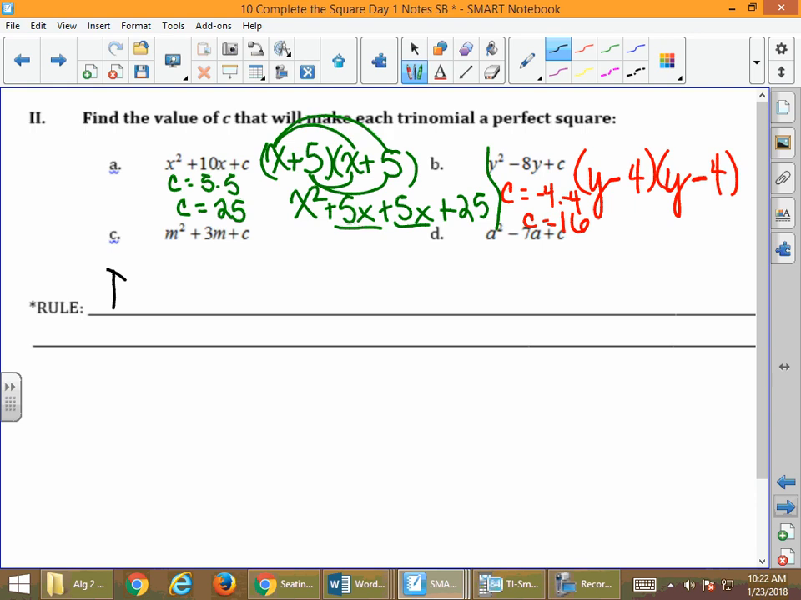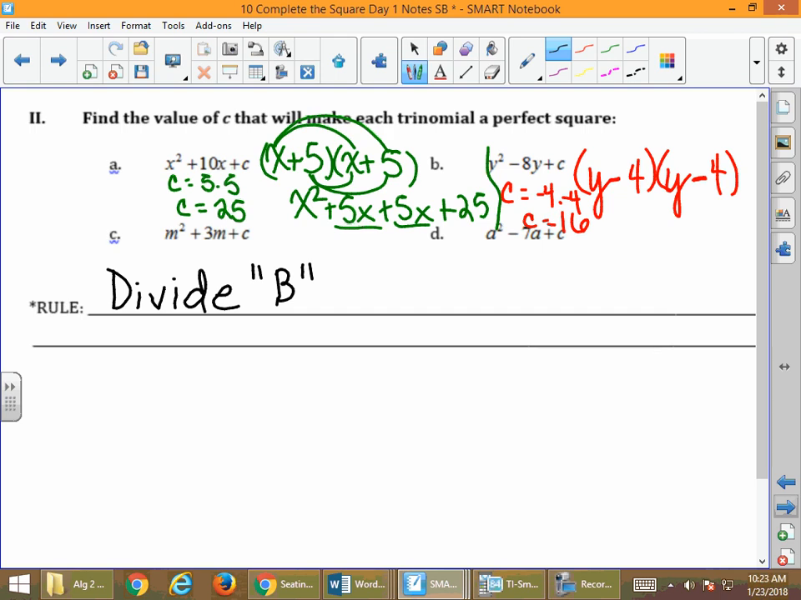Well, we divided, and put it in quotation marks, B. You know what I'm talking about when I talk about B? So in case A, it was 10x. In case B, it was the negative 8y. That's the B. And more specifically, it's 10 and negative 8.